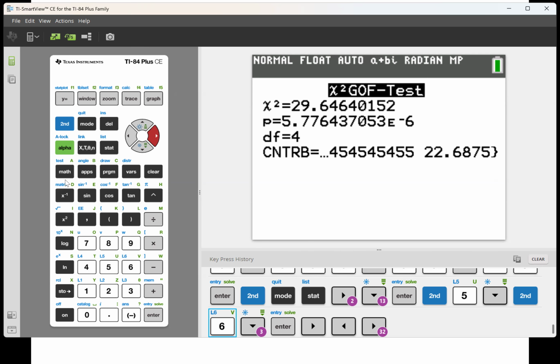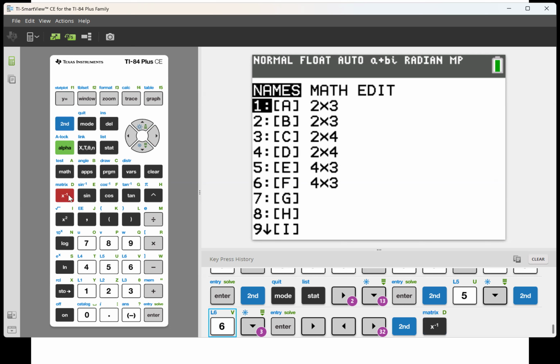So we're going to use the matrix menu, which is above the inverse button. So second inverse gives us the matrix. Now I have a whole bunch of matrices in my calculator because I was teaching college algebra. I was teaching matrices in college algebra. So I need to delete all those.